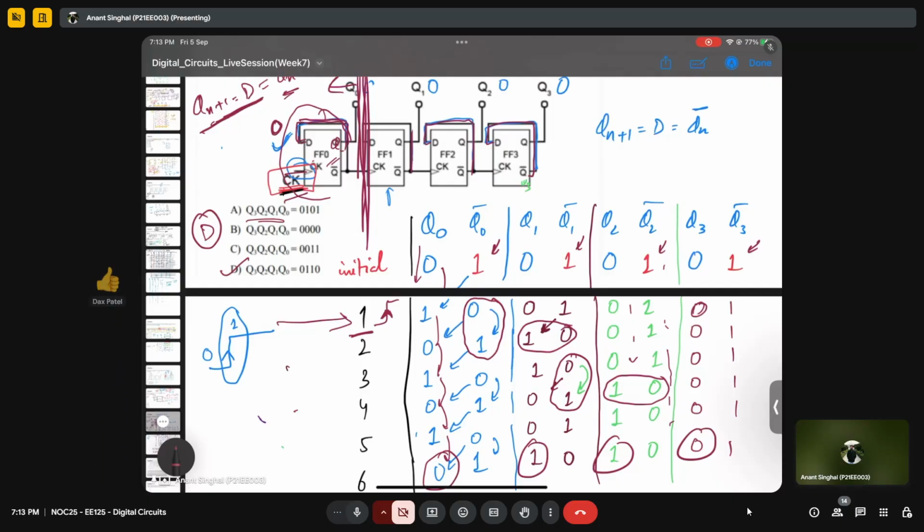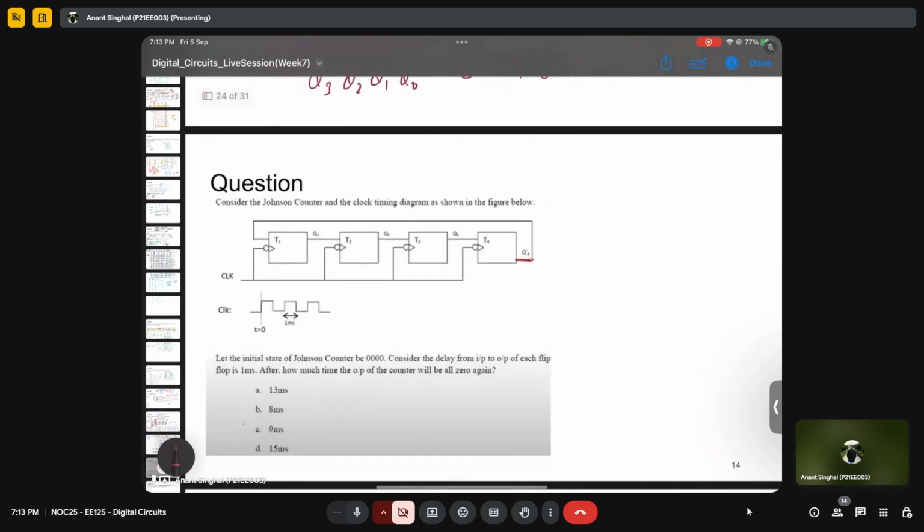Okay, so let's move ahead. It says consider the Johnson counter and the clock timing as shown in the figure below. Let the initial state be this. Consider the delay of input and output is 1 millisecond. After how much time will the output become 0?